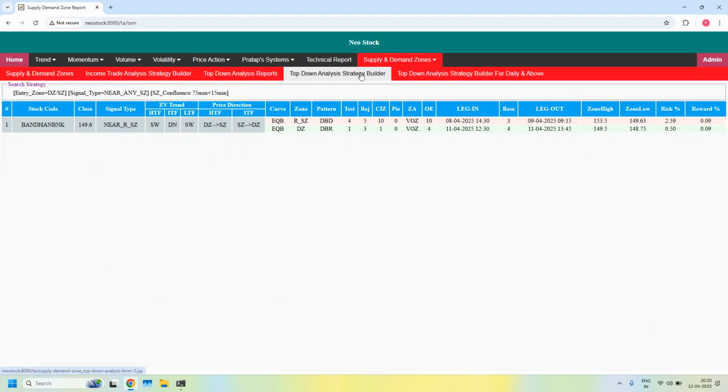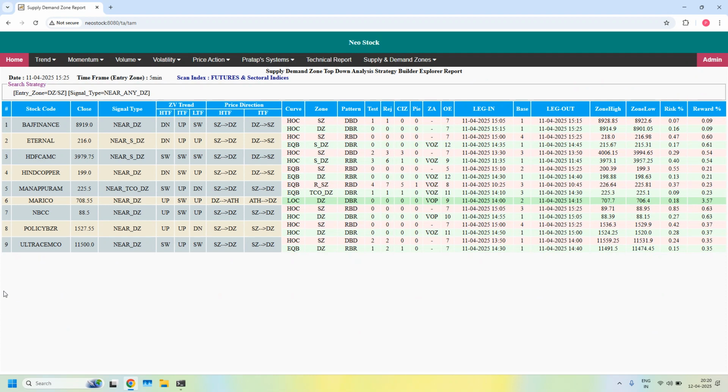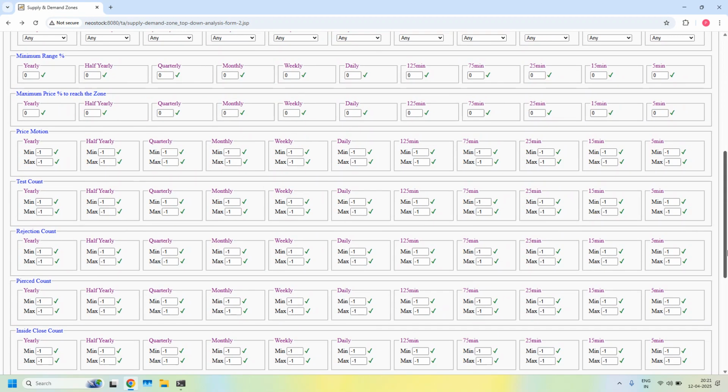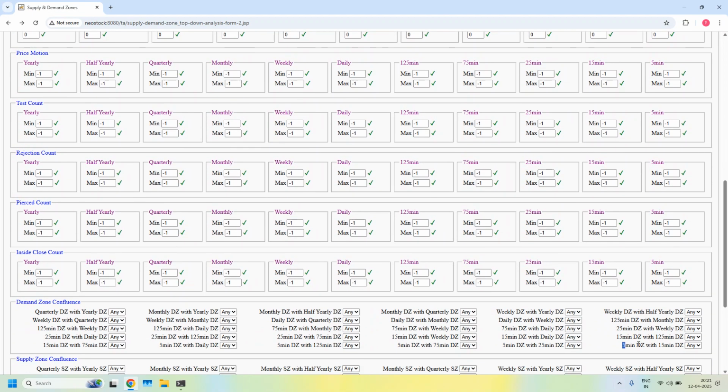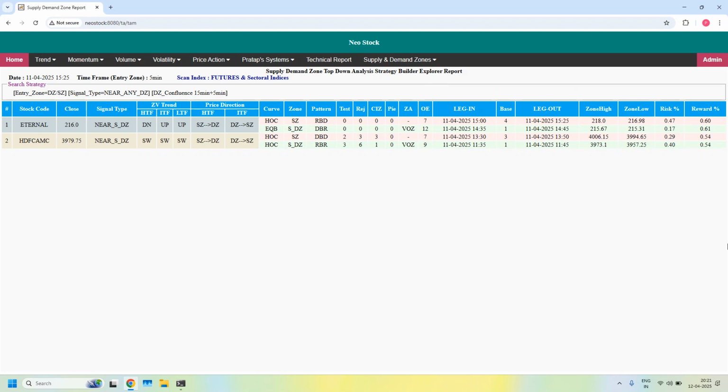Okay, next time frame is 5 minutes. Stocks near 5 minutes demand zone. We got 9 stocks. Let us filter based on 5 minutes and 15 minutes demand zone confluence. With this filter, we got 2 stocks.